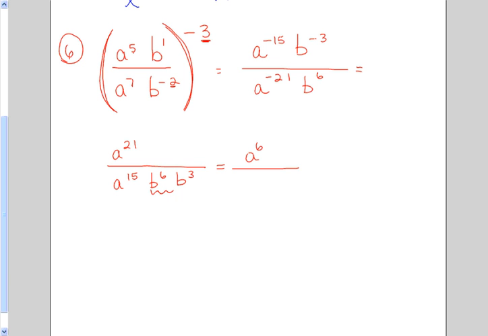Now with my b's, they're both together in the denominator. That means b to the 6th times b to the 3rd. So that's going to be b to the 9th. You're going to add your exponents of your like variables.